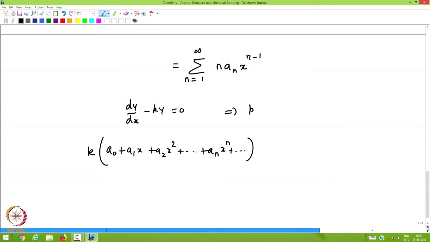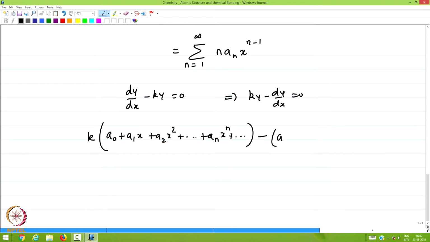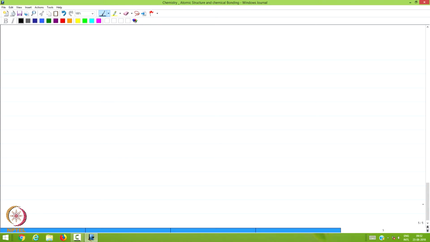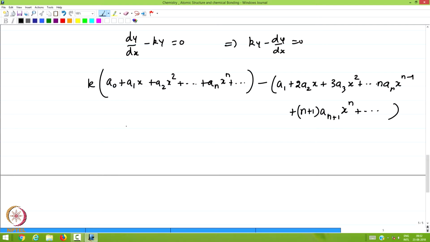So, let me write this as ky minus dy by dx is equal to 0, and then subtract the derivative, namely minus a 1, the a naught term is gone, plus 2 a 2 x plus 3 a 3 x squared plus etc. And the nth order term, if you have to write it in here, you will have to write as n a n x raised to n minus 1 plus n plus 1 a n plus 1 x raised to n plus and so on.